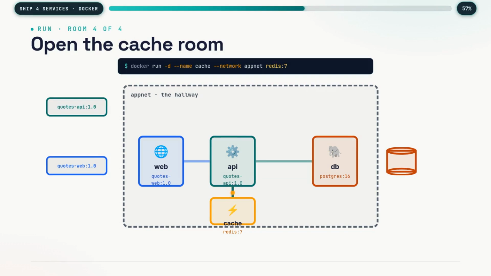When API gets a read, it checks the quick shelf first. If the answer's there, it never bothers the database at all. The quick shelf takes the heat off DB. 4 rooms, 1 hallway, every link wired. Now it looks done, but let's prove it actually works.